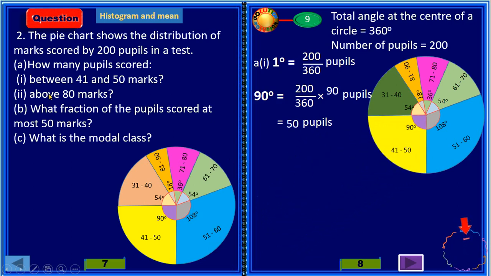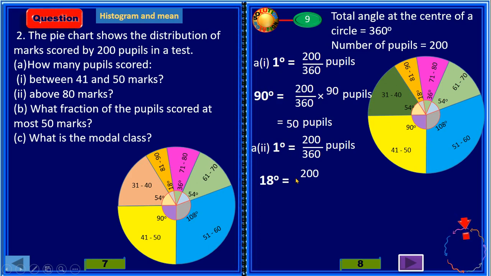The second question is asking us to find the number of people that scored above 80 marks. Now looking at the pie chart here, you have 41 to 50, 51 to 60, 61 to 70, 71 to 80. Above 80 marks is represented by this sector, 81 to 90. So therefore the angle for that is 18 degrees. So for number 2, 1 degree already we know is 200 over 360 pupils.